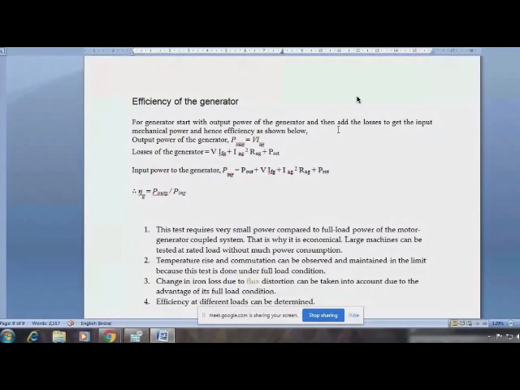Now, between electrical and mechanical parameters, which one is easy to measure? Electrical, sir. I think it is electrical only. If I have a voltmeter and ammeter, I can measure the power. Correct?